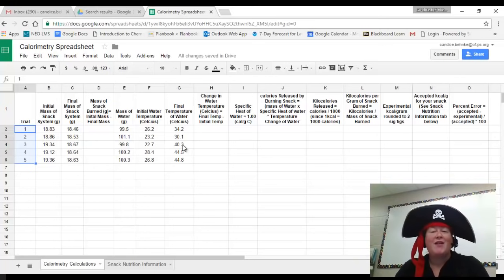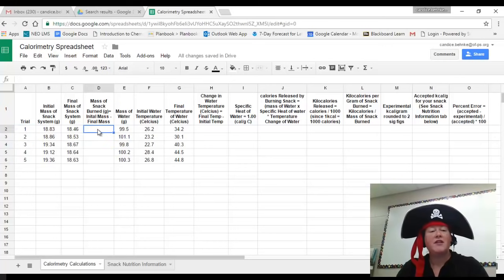Okay, so if you're back, you must have entered your data in, and the first calculation we're going to do is in this spot right here, the mass of the snack burned. Now you started with a certain amount of snack in the snack system, and when you got the mass of it after the snack burned, the difference is the amount of snack that went away. It got converted to gases and released into our atmosphere. So it is going to be the initial mass minus the final mass.